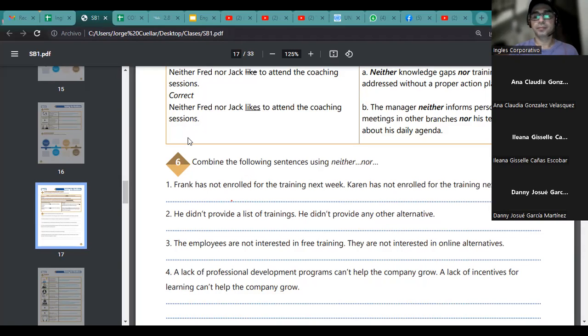Many times there is just one ending in the sentence. It could be two options like this, the ending similar to "can help the company grow." And so you just arrange a lot of professional development programs and just finish with "can help the company grow." Very good.